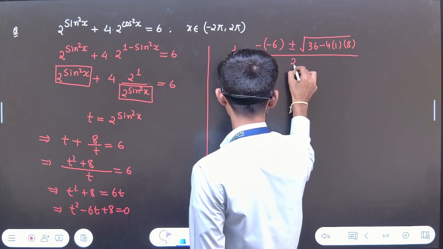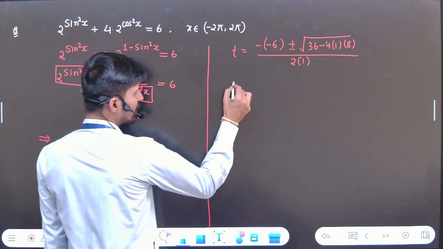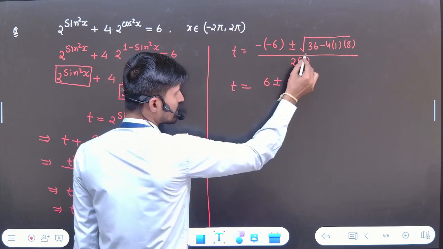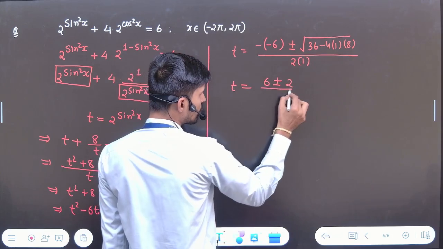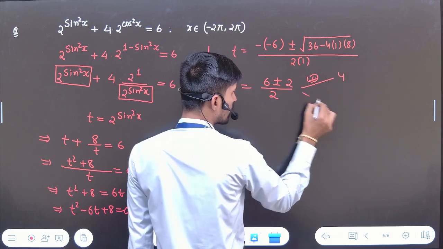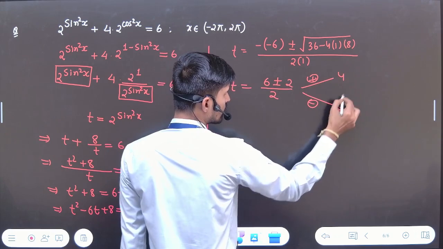Upon 2A, 2 into 1. Now I'll write t is equal to minus into minus 6 plus or minus the square root of 36 minus 32, that is 4. Square root of 4 is 2, by 2. Plus sign will get 4, minus sign will get 2.